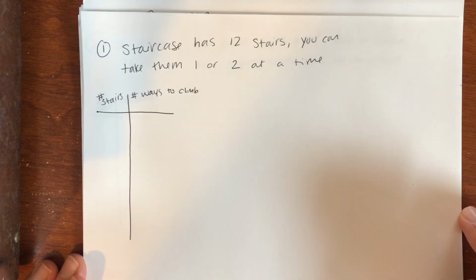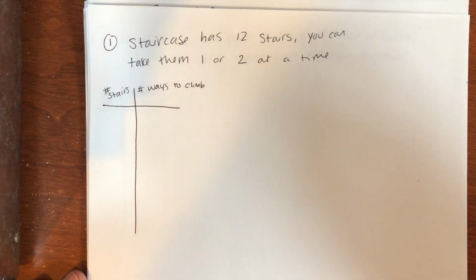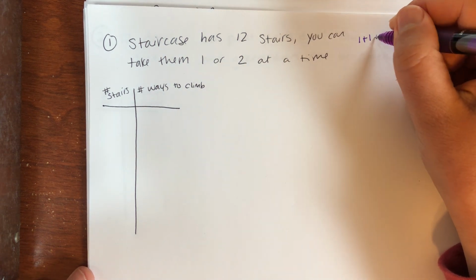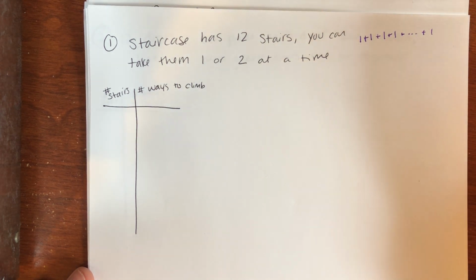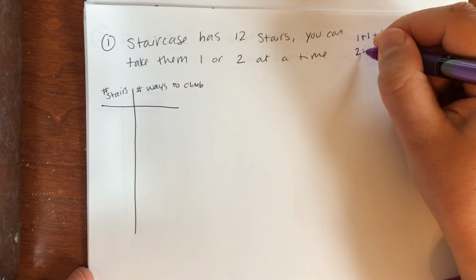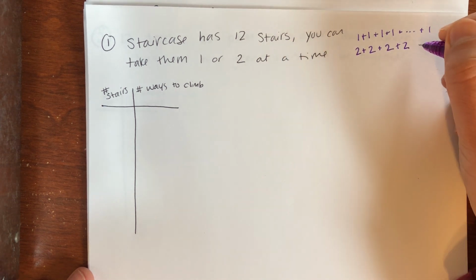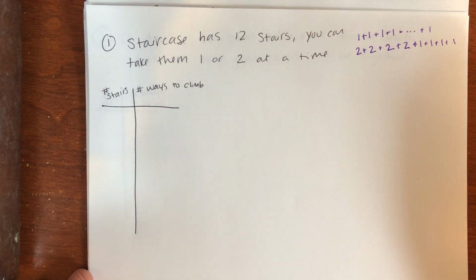2 at a time. And we want to know how many different ways you could go up that staircase, and of course the order matters here. So you see that if you try to just start listing the different ways, for example, you could just take them all 1 at a time, 1 plus 1 plus 1 plus 1, all the way up to 12. That would work. Or you could do something like 2 plus 2 and then a bunch of 1s. Or maybe 2 plus 2 plus 2 plus 2, that's 8, 9, 10, 11, 12.